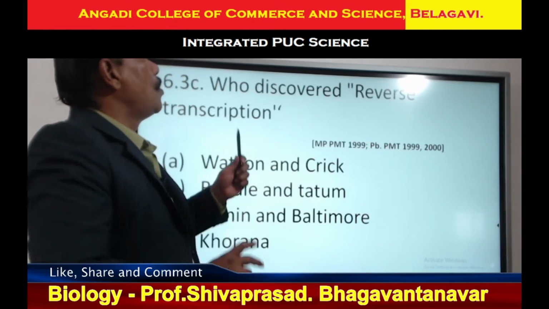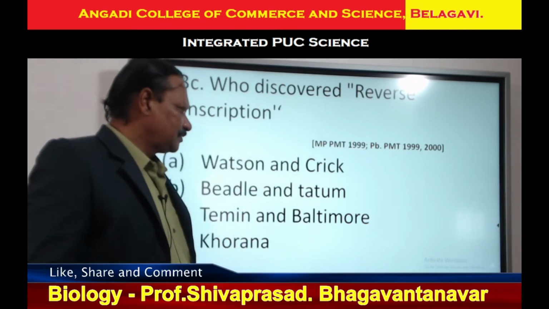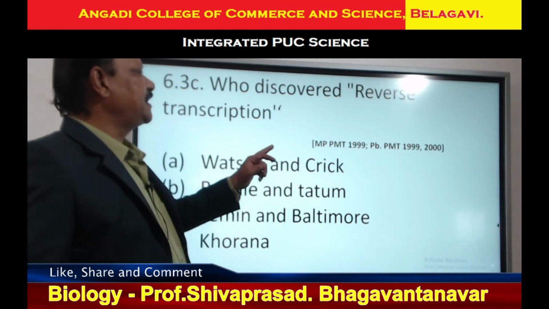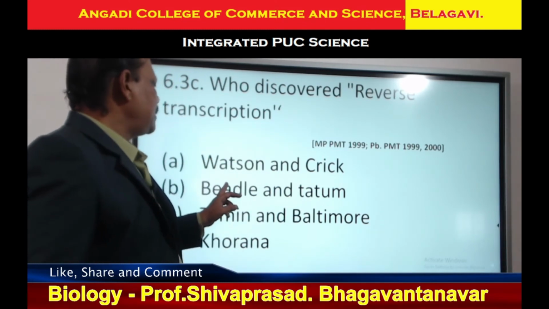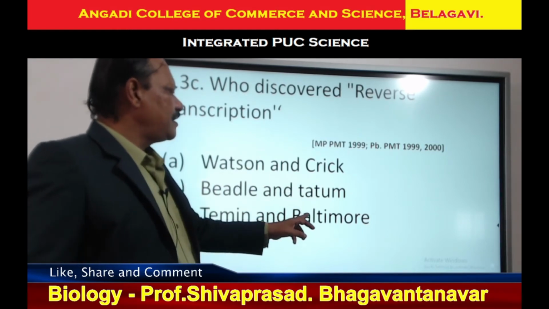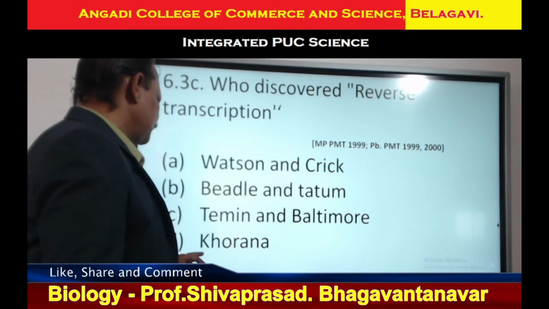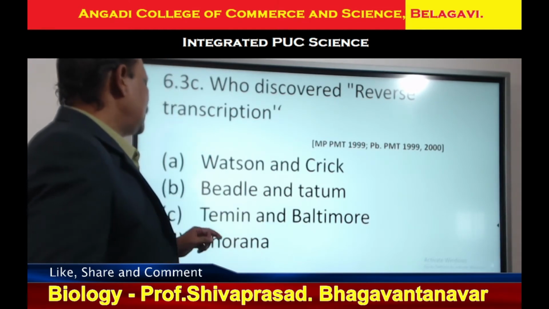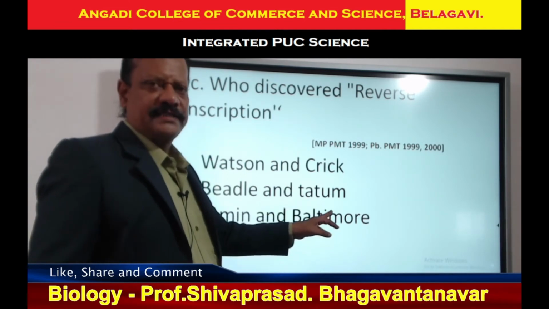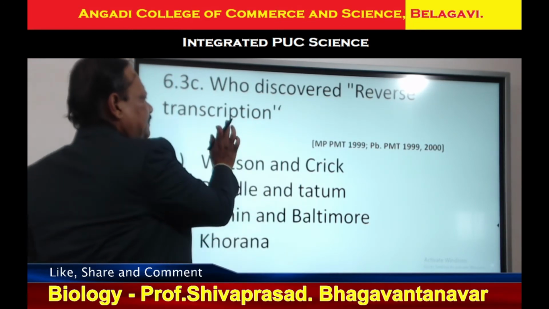Here, who discovered reverse transcription? Okay, the name, the discoverer name. So here, Watson and Crick. Then Beadle and Tatum. Temin and Baltimore. Then Khorana. Here, the right answer is Temin and Baltimore is the right answer. That is option C. We'll move to the next.